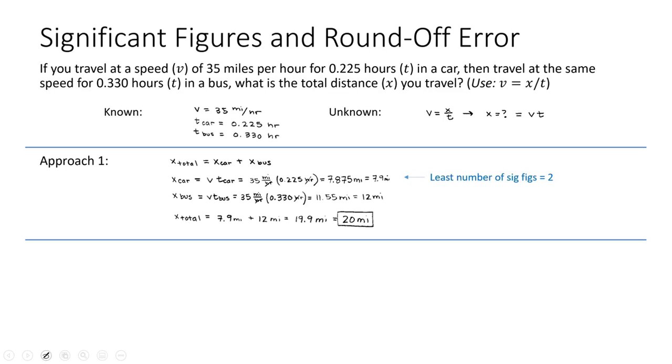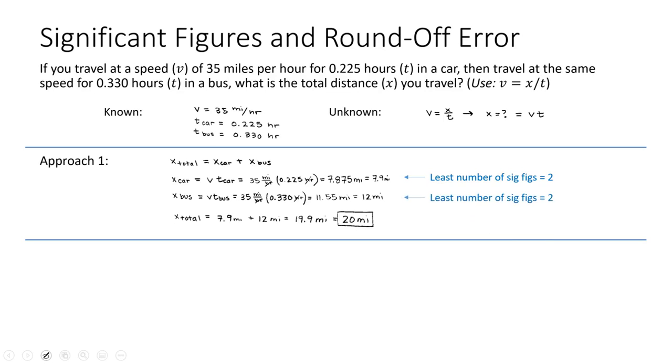Then I calculate the distance traveled in the bus by multiplying the speed of the bus, 35 miles per hour, times the time I spent in the bus, 0.33 hours. Here again, I have 2 sig figs for my speed, 3 for my time, and so I need to round to 2 sig figs. That gives me 12 miles.